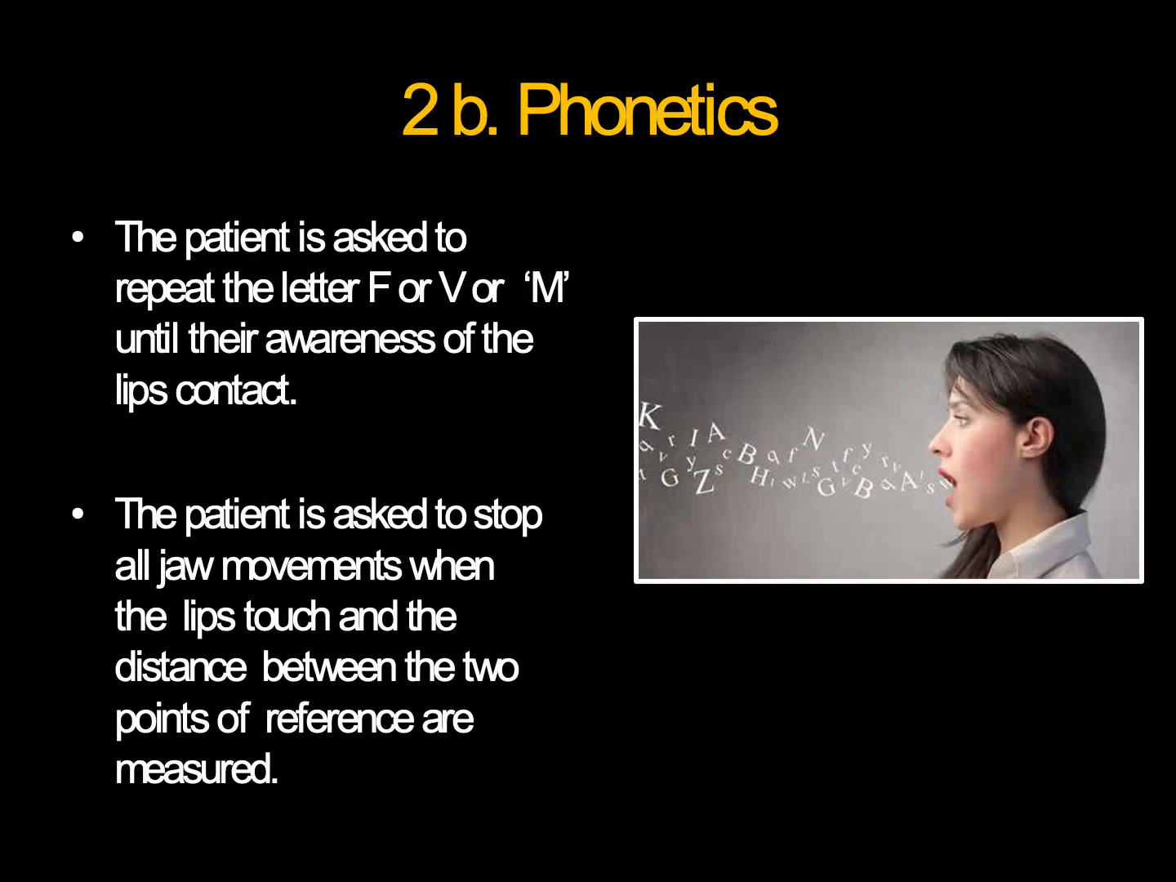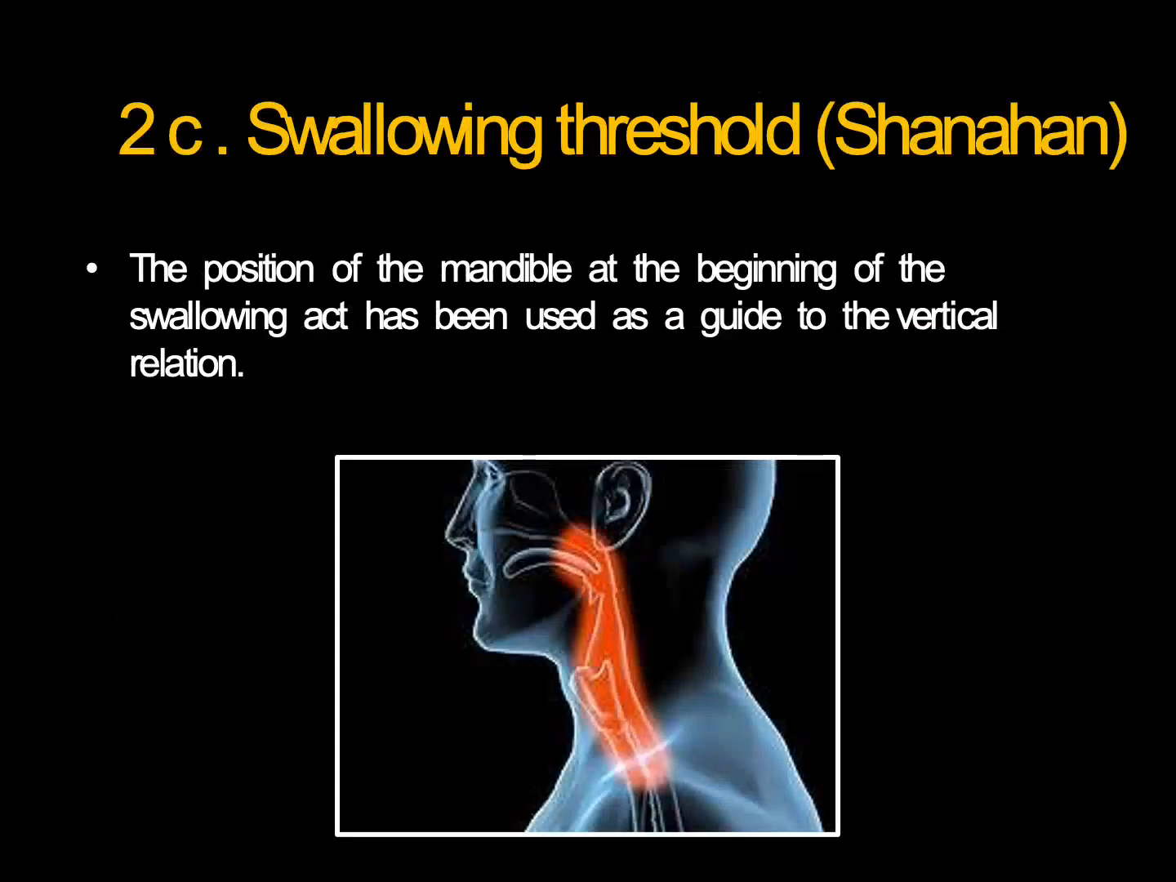The patient is asked to repeatedly say letters such as F or V or M until their awareness of the lips contact is obtained. The patient is asked to stop all jaw movements when the lips touch, and the distance between the 2 points of reference is measured.